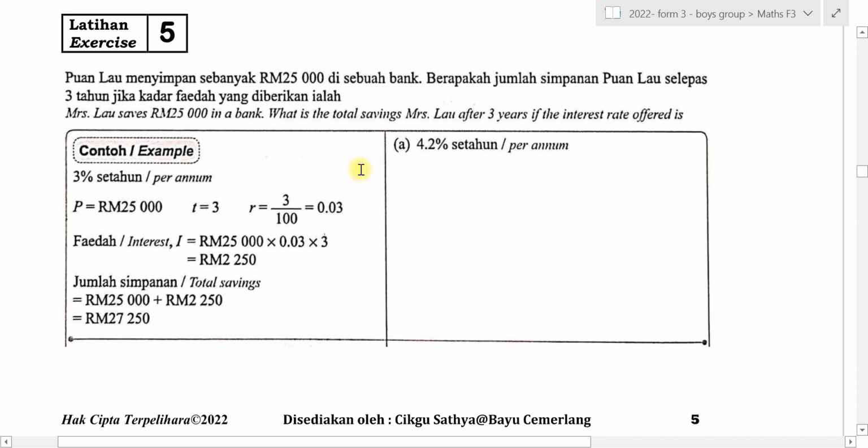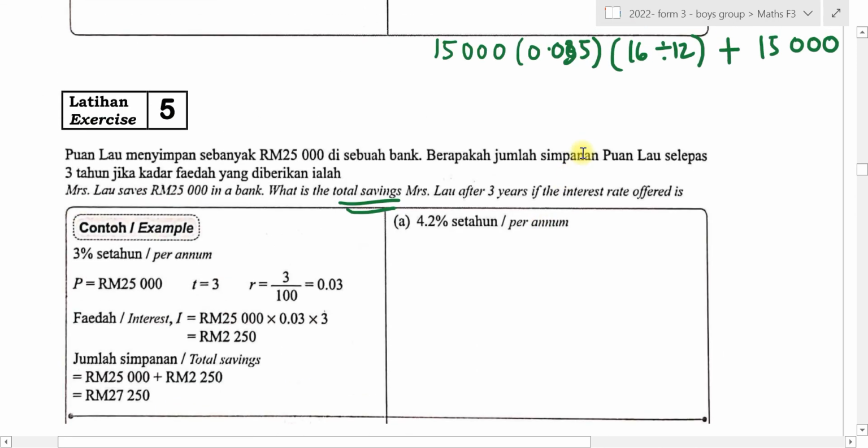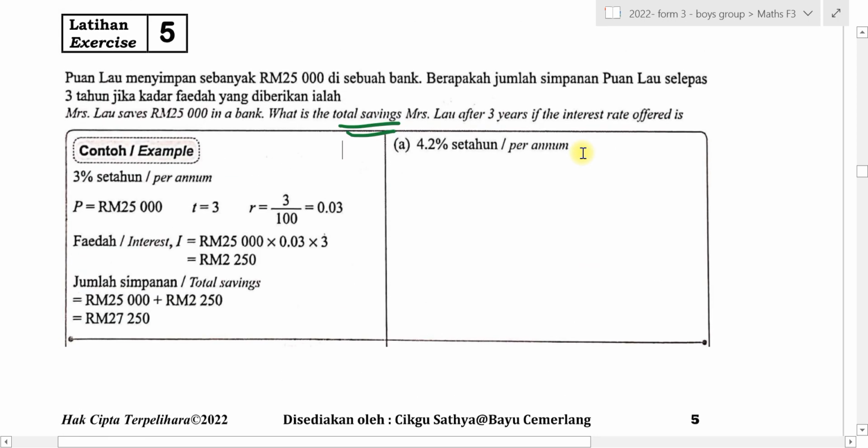Okay, now the interest rate we change. Mrs. Lau saved 25,000 in a bank. What is the total saving? Total saving. Mrs. Lau, after 3 years, if the interest rate offer is as follows. Alright, now the interest rate is changing. So the question is asking what is the total saving.